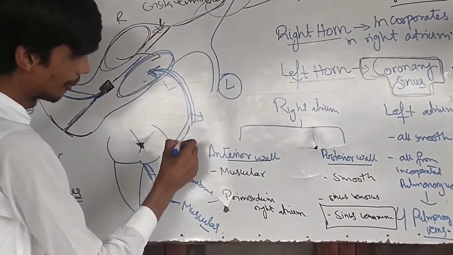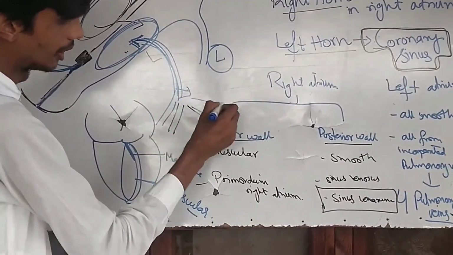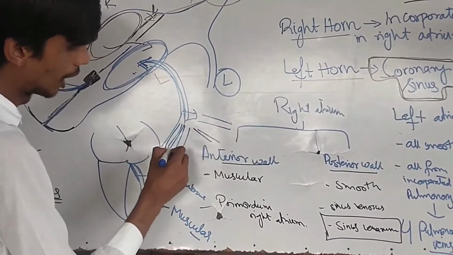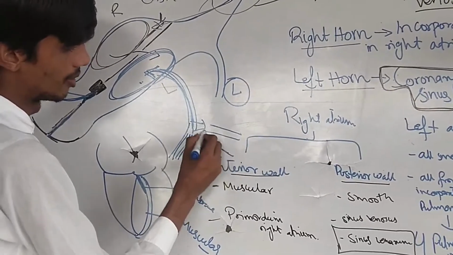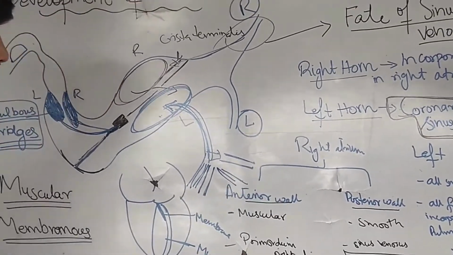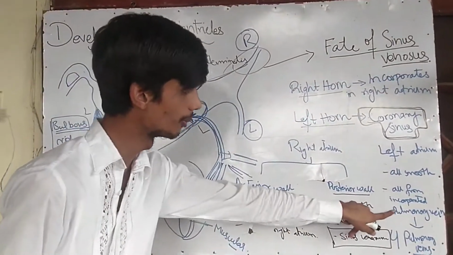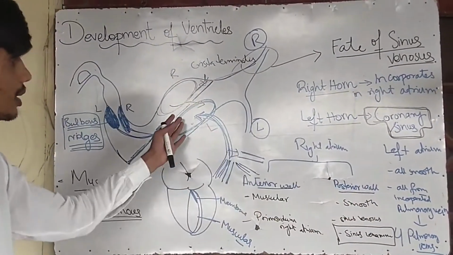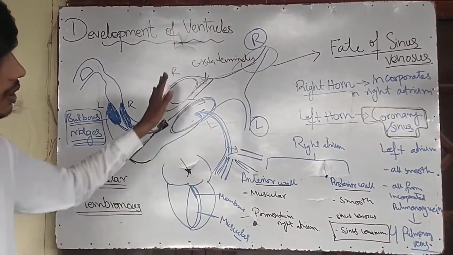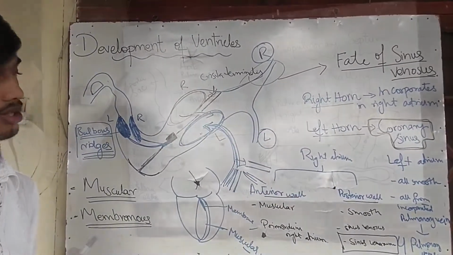And the tributaries of the pulmonary vein are basically four. These four will now become the major pulmonary veins, the right and the left pulmonary veins. Fine. So four pulmonary veins are actually the tributaries of the pulmonary vein, which have become incorporated into the left atrium. So this is all about the sinus venosus.